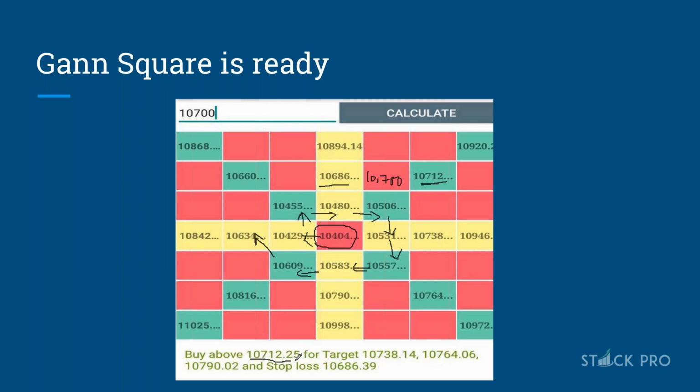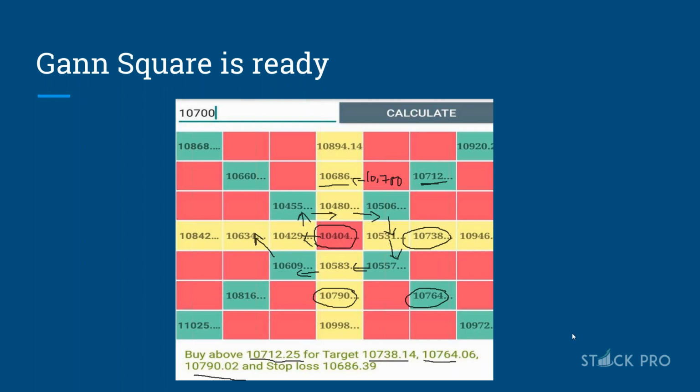Buy above 10,712. The first target will be 10,738. That's what your T1 is. T2 is going to be 10,764. That's over here. And T3 is going to be 10,790, which is out here. And your stop loss will be just the previous column, right?